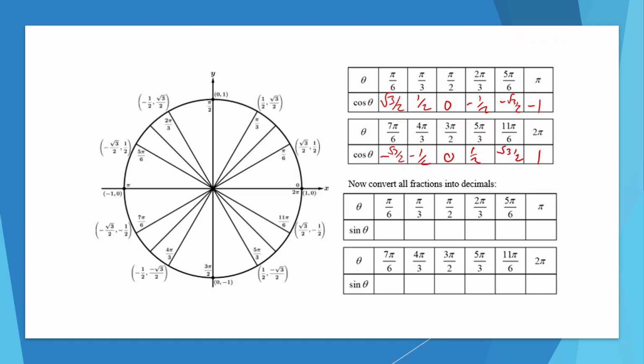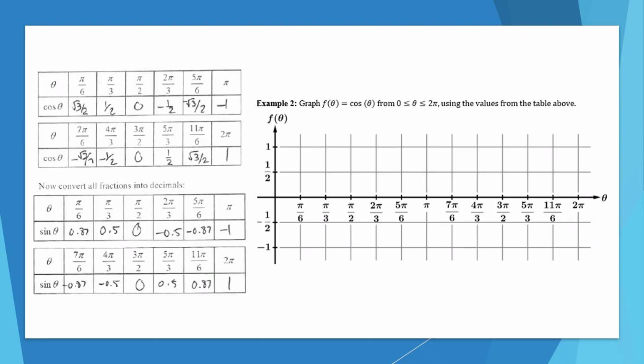There we go. And then converting each one to decimals: 0.87, 0.50, negative 0.87, negative 1, negative 0.87, negative 0.5, 0, 0.5, 0.87, and then positive 1 there. And so now that we have that, we want to just graph it like we did.